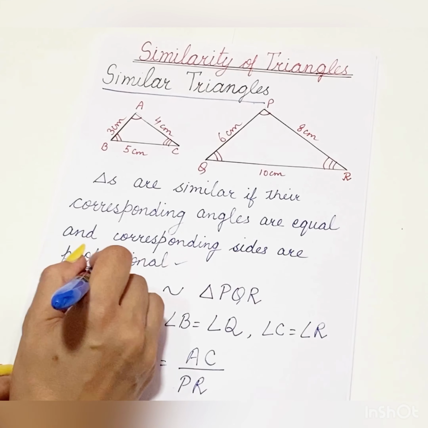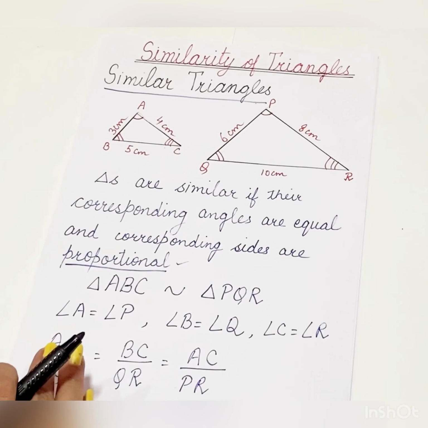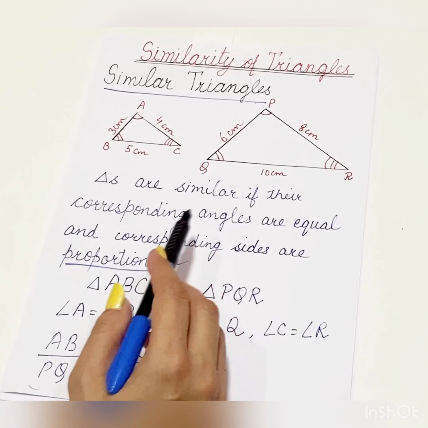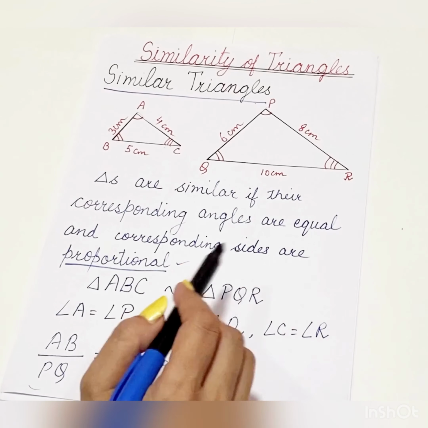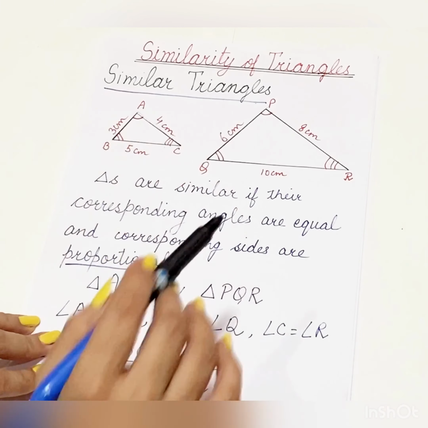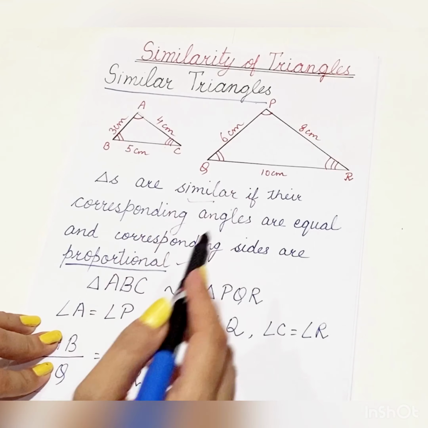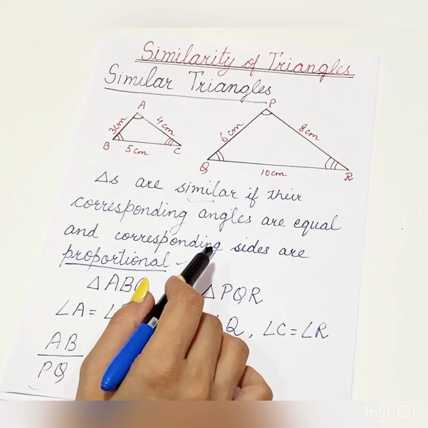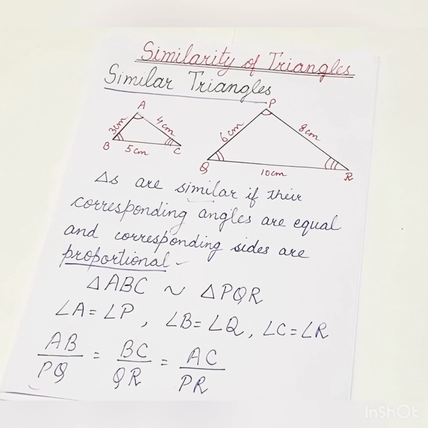So basically this is the main difference between congruency and similarity. In case of congruency, the corresponding angles are equal and corresponding sides are equal. Angles as well as sides both are equal. But in case of similar triangles, what do we have? The corresponding angles are equal but the corresponding sides are proportional to each other.